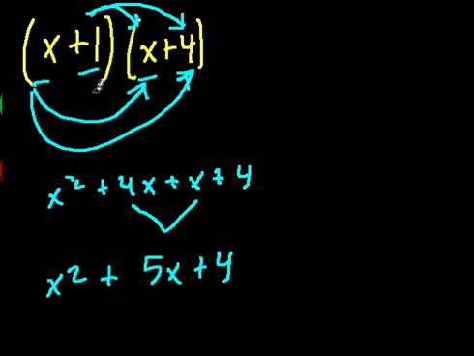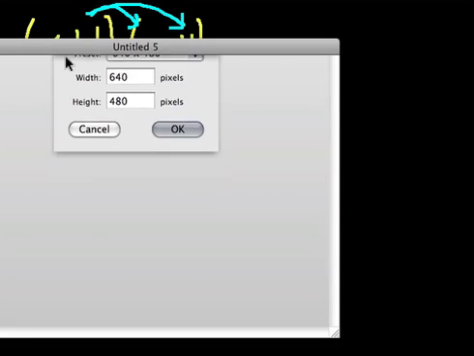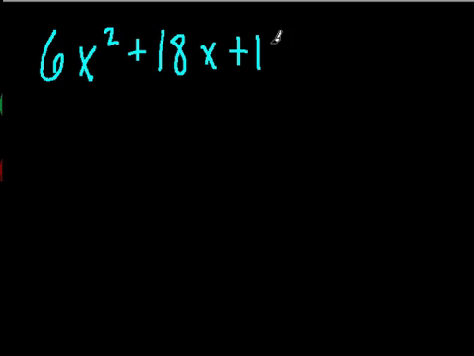So this worked. Now our strategy for when we have all positives works even when a is not equal to 1. So let's say you get something like this: 6x squared plus 18x plus 12, and this is set equal to 0. What do we do? Well, even though a is not 1 here, we can notice that 6, 18, and 12 are all multiples of 6.